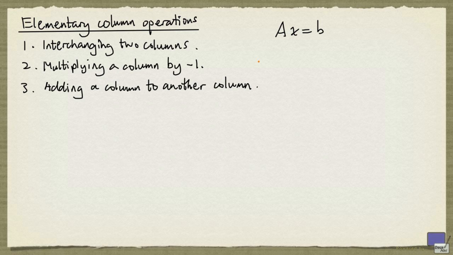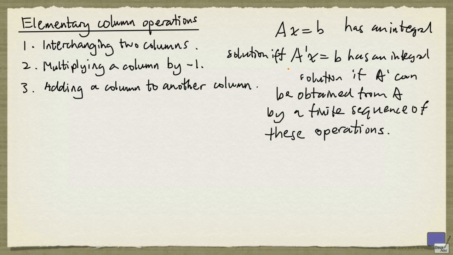The important fact is, if you perform any of these operations on Ax equal to B to obtain a system A prime x equal to B, in other words, if A prime is obtained from A by a finite sequence of these operations, then Ax equal to B has an integral solution if and only if A prime x equals B has an integral solution. So we want to use these operations to arrive at an A prime that will allow us to draw some conclusions on what the solution has to be like.